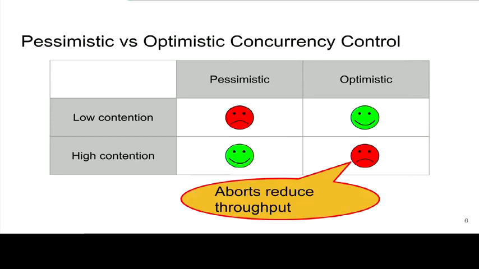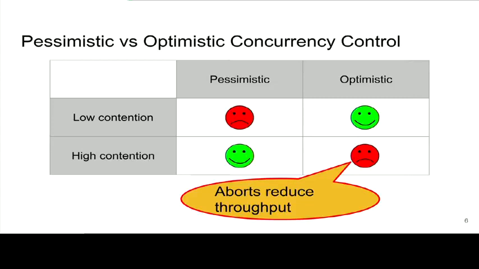However, when you increase contention, so if you have multiple transactions executing concurrently on the same item, then pessimistic does better. This is because the locks are not a waste of time. Every lock you get ensures that you're not going to conflict with another transaction and not going to pay the overhead of doing an abort.